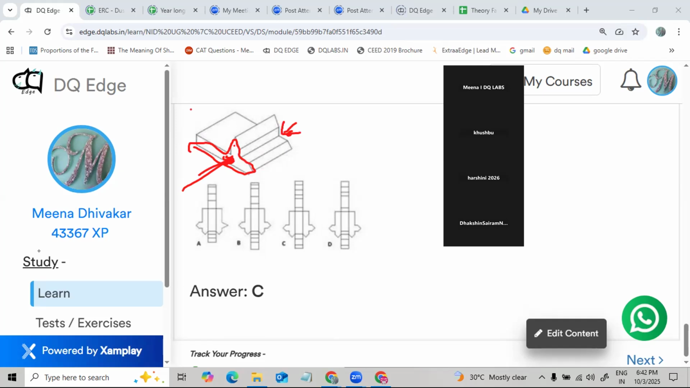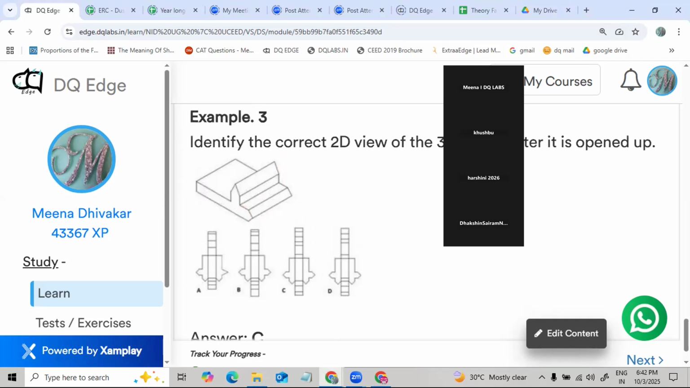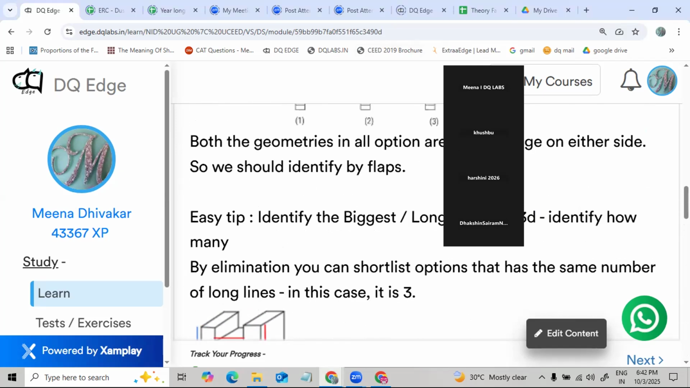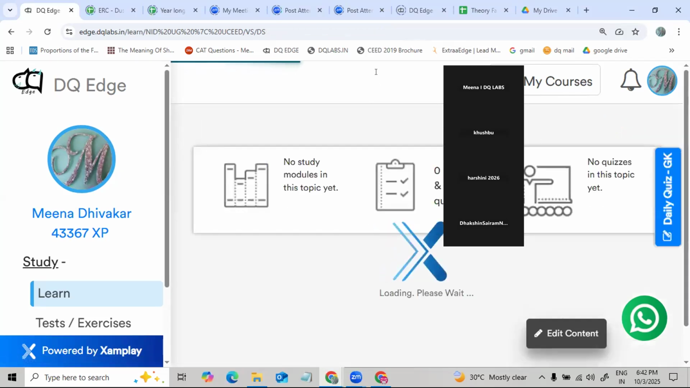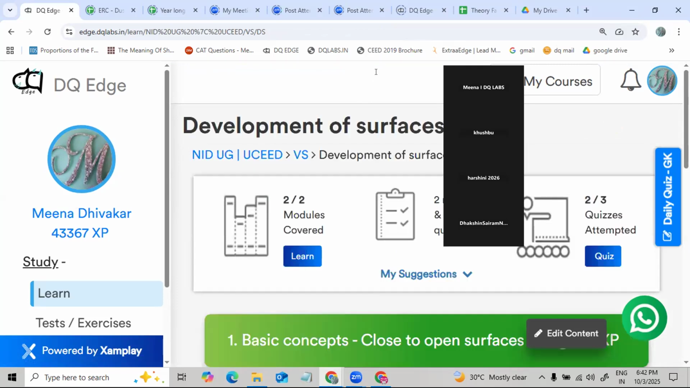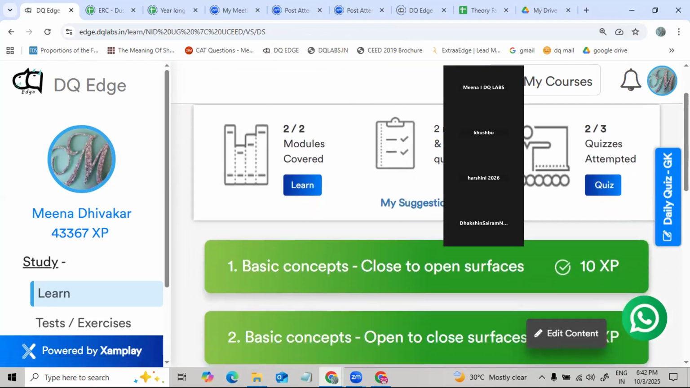Now I'll come to the next subtopic. We have 3D to 2D. It was very clear how to do 3D to 2D. Now coming to the next concept, we have open to close, that means 2D to 3D. See, the word open means it's 2D. Close means it's 3D. Close to open means 3D to 2D. Open to close means 2D to 3D.